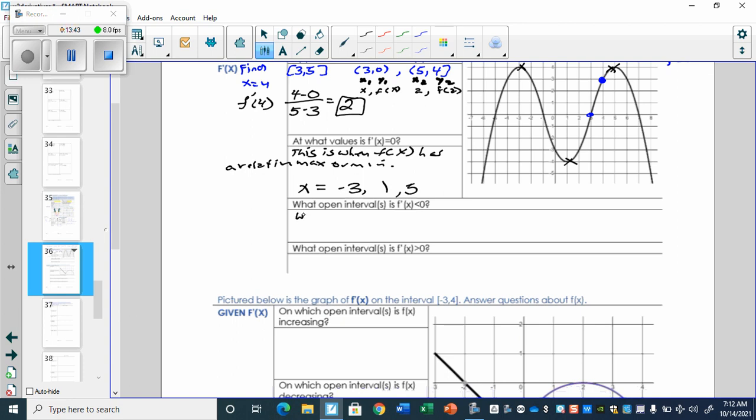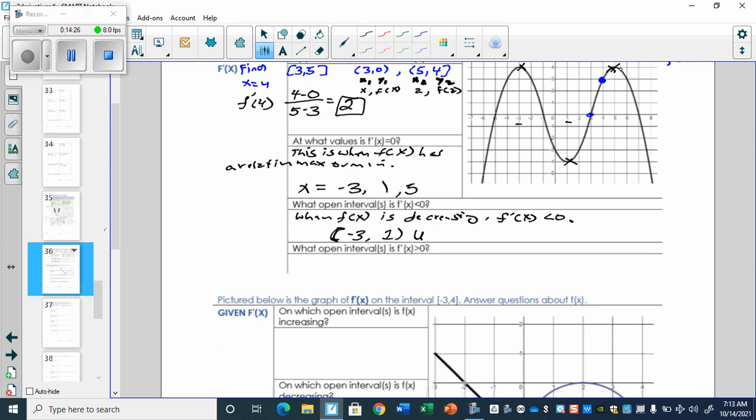So when f prime of x is less than 0, when f of x is decreasing, f prime of x is less than 0. So when it's decreasing, f prime of x is below the y-axis. So let's go find where it's decreasing. It's decreasing from negative 3 all the way over to 1. So remember parentheses here. From negative 3 to 1, union.